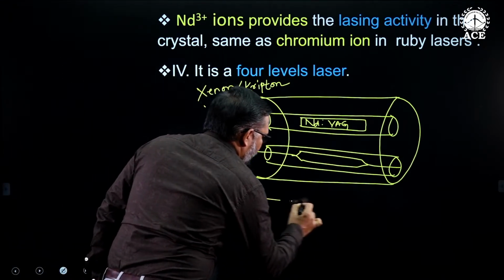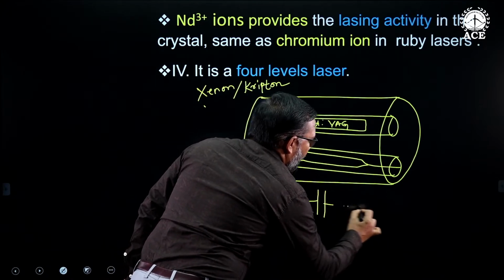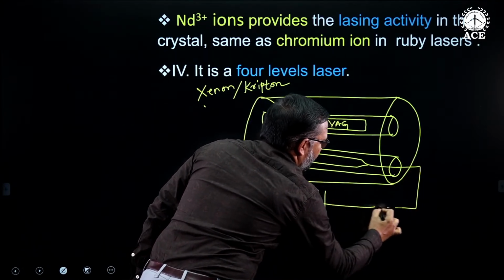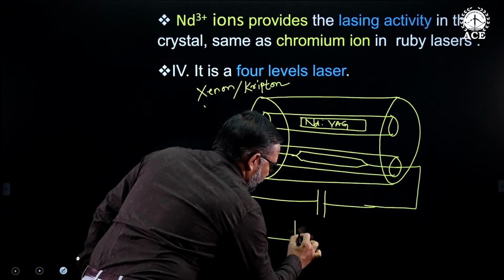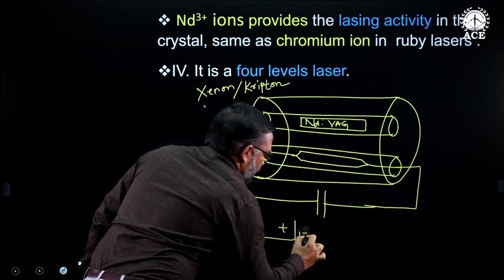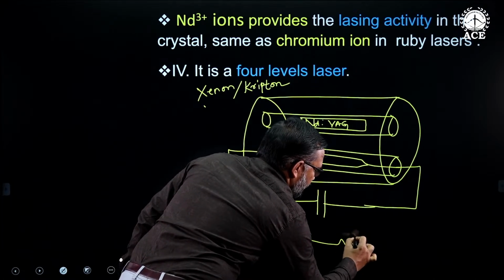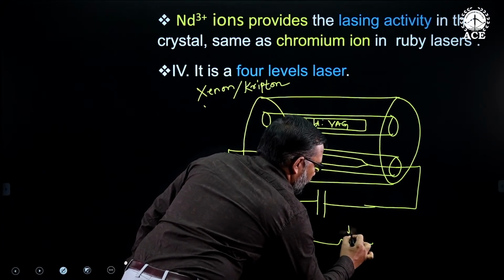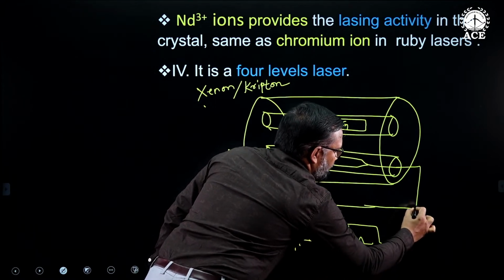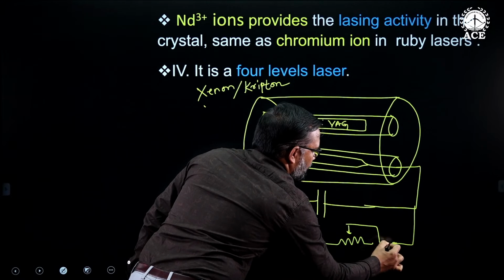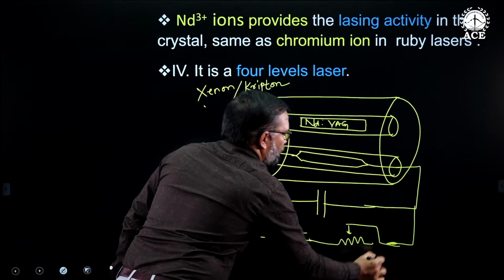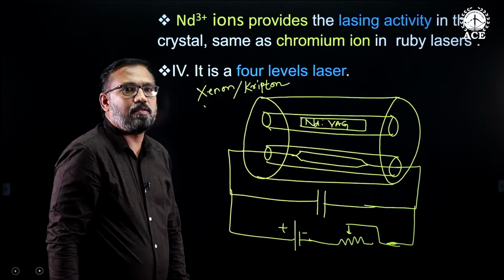Now I am connecting one capacitor here, apart from one battery with variable resistor. So this is the construction of the NdYAG laser.